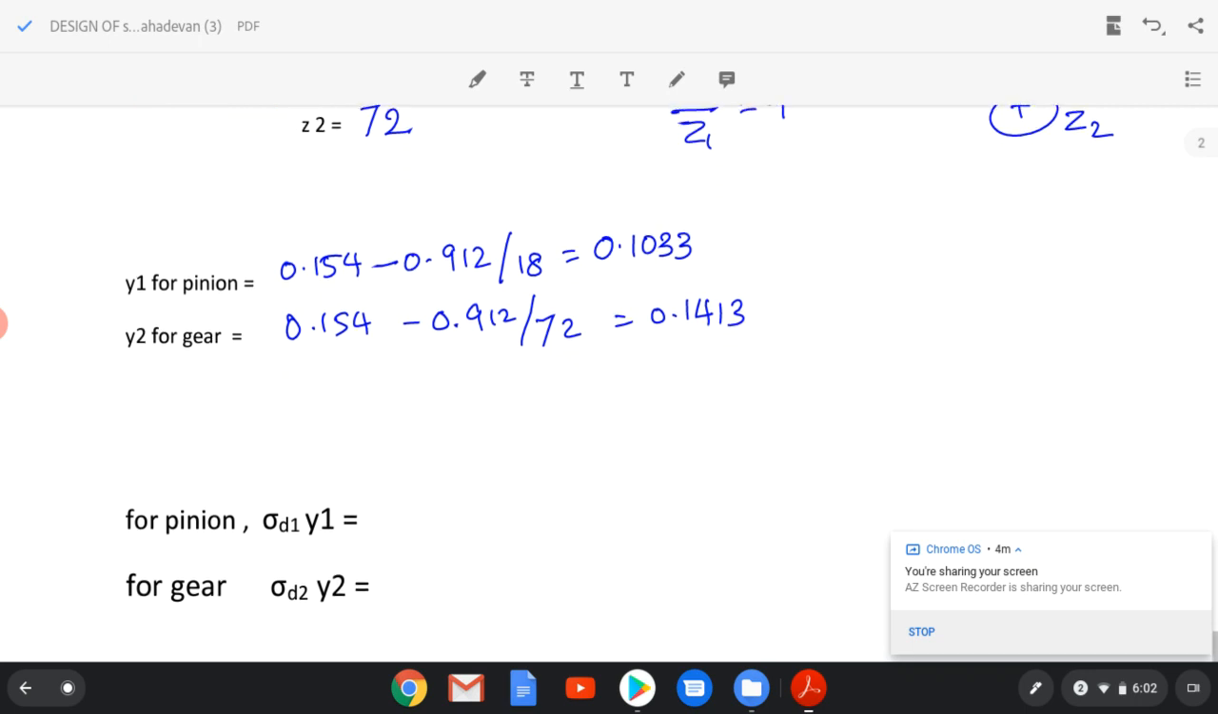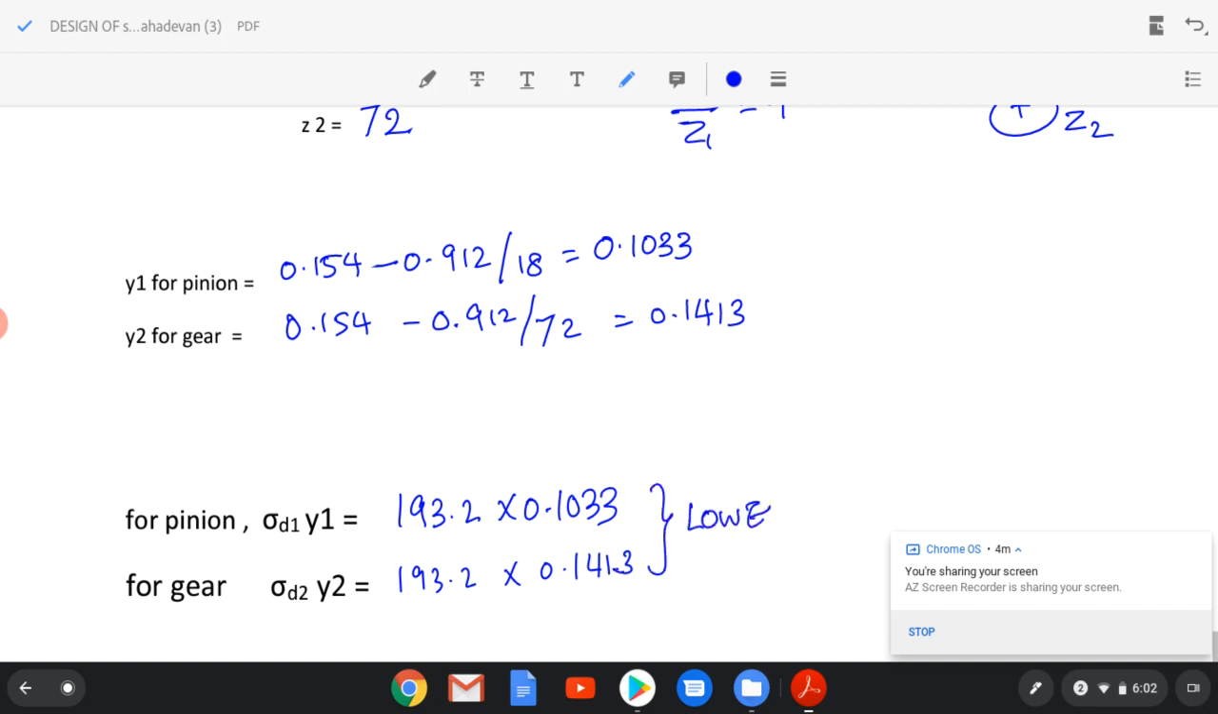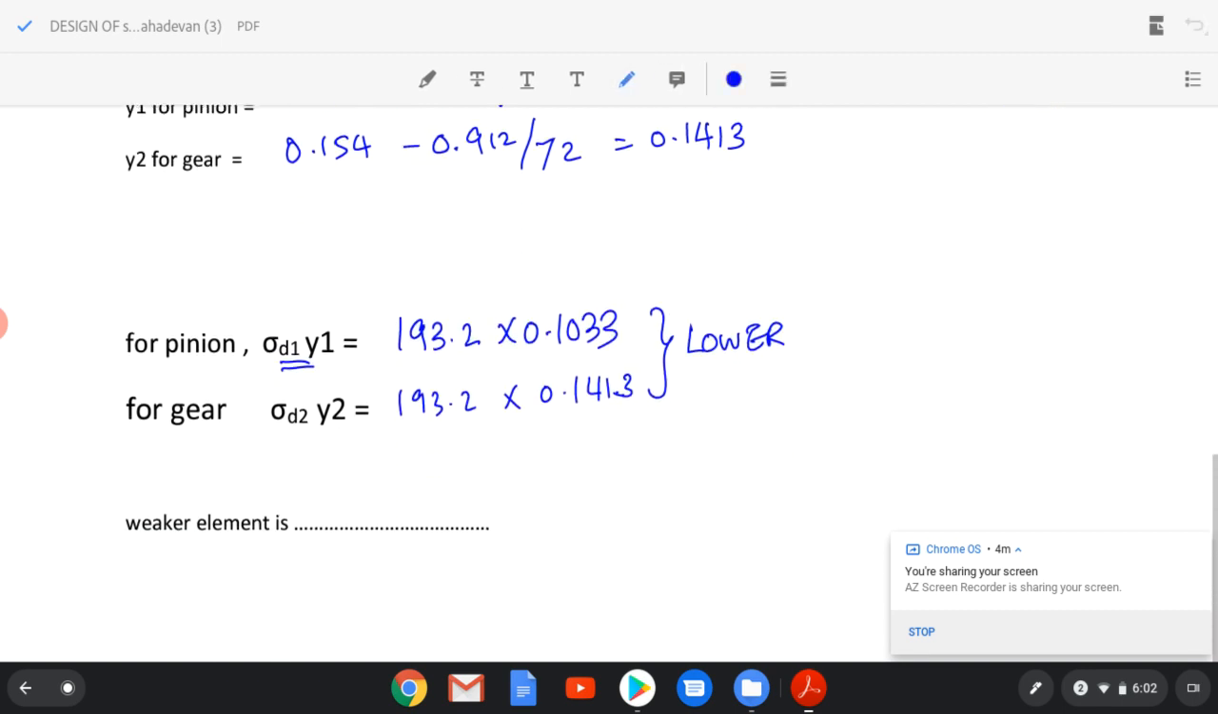Now we find the strength factor, because we had to find the strength factor to find the weaker element. So sigma d1 y1 equal to 193.2 into y1 equal to 0.1033, and for gear it is 193.2, same material, into 0.1413. Whichever is weaker, that will have a lower value. So we can see that sigma d1 y1 has a lower value, so pinion will be the weaker element. We have to design this pinion.